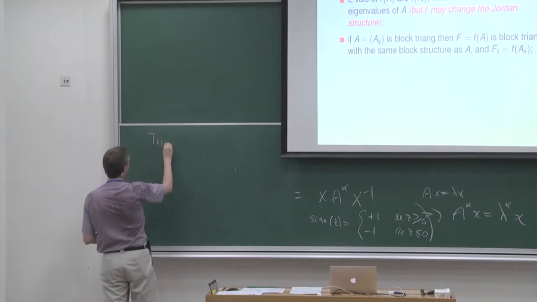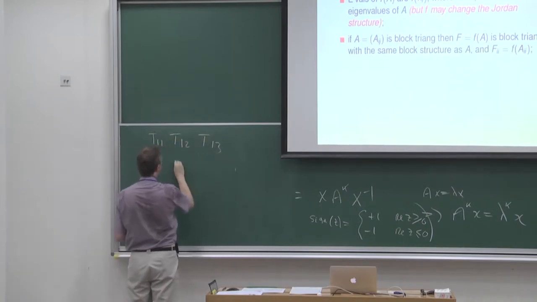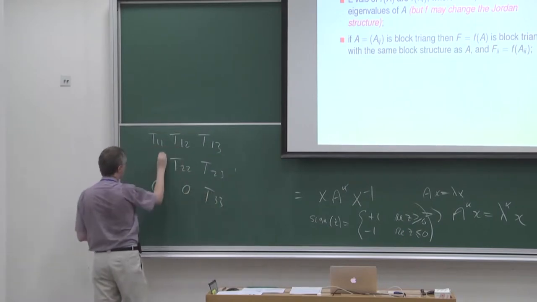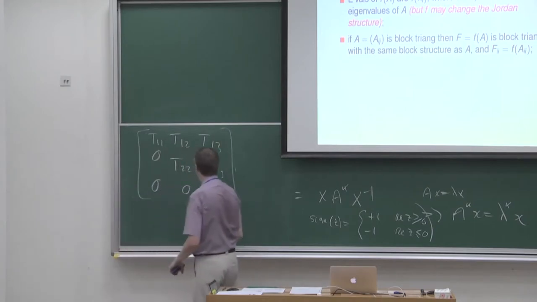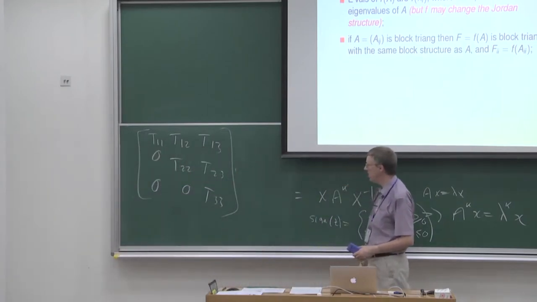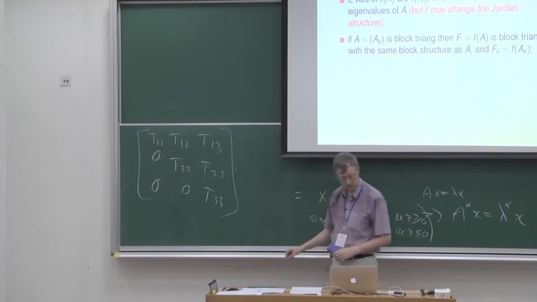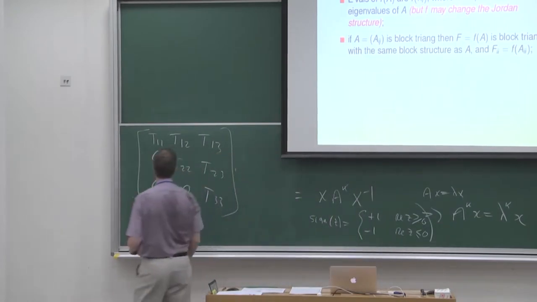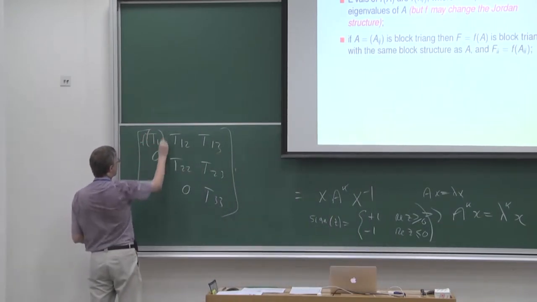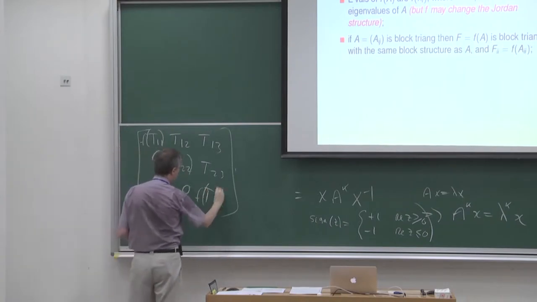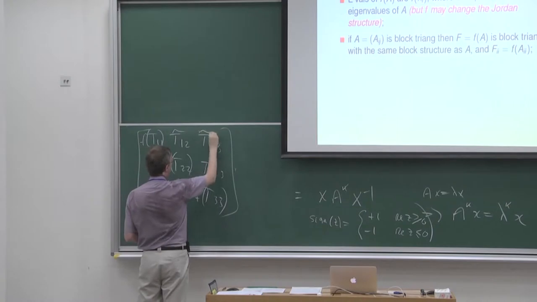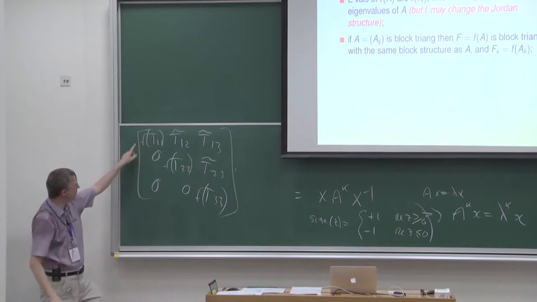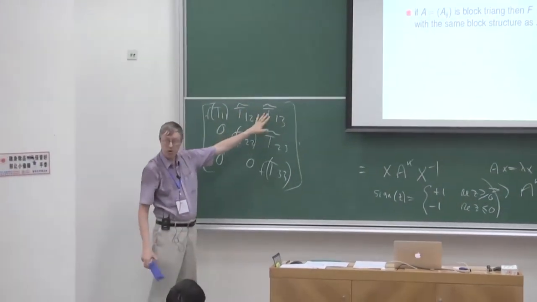So if I have block triangular form, let's just do the 3 by 3 case. If I apply F to that block triangular matrix, where these diagonal blocks are in general just arbitrary matrices, F of that will have the same structure. In fact, what it will be is F of the diagonal blocks and then some changed off-diagonal blocks. So to take F of the block triangular matrix, you just take F of the diagonal blocks and the off-diagonal blocks will change in some way.